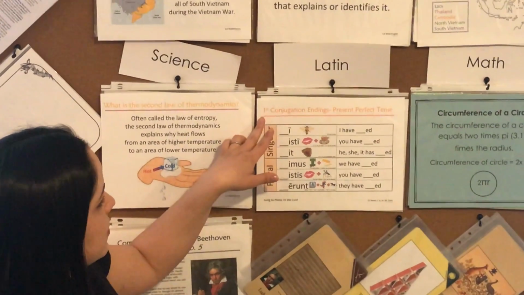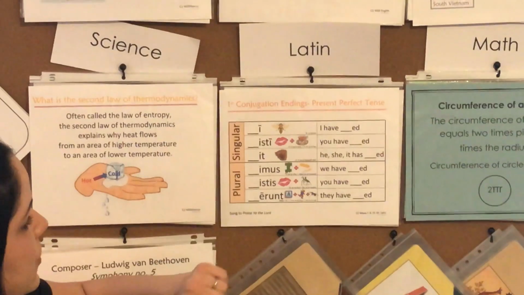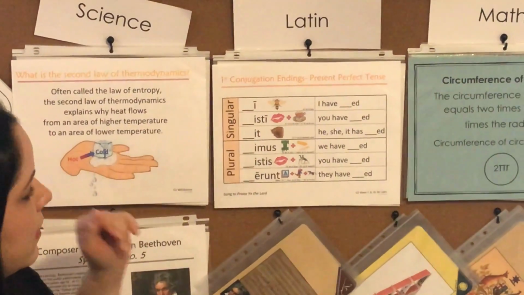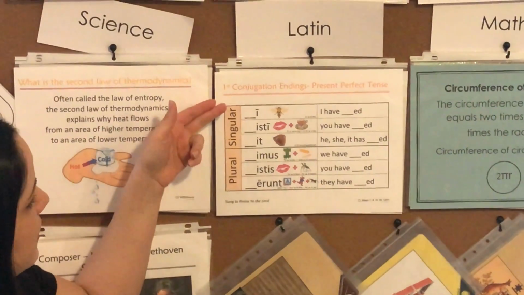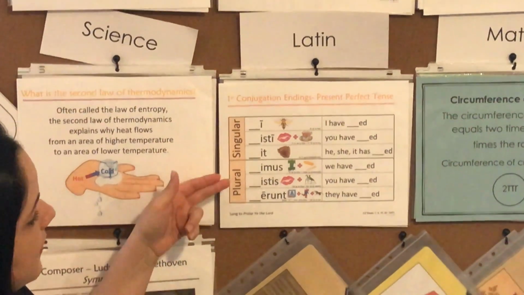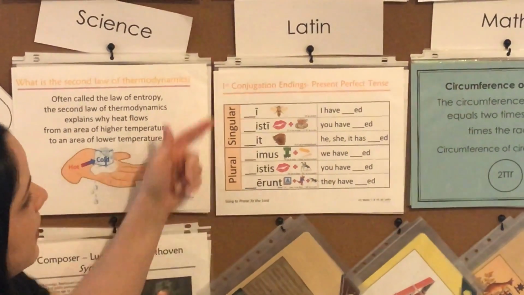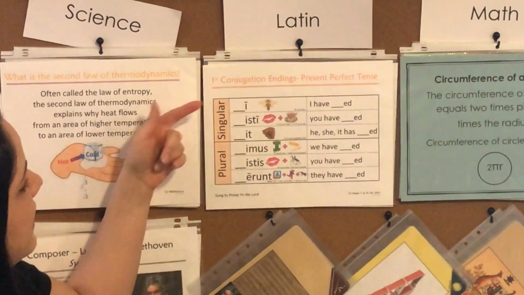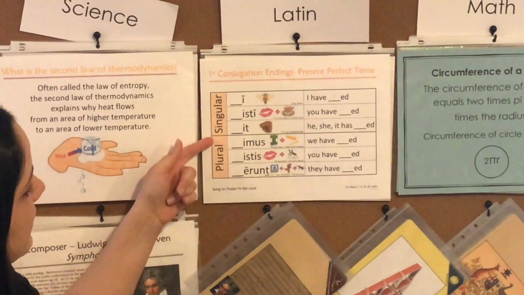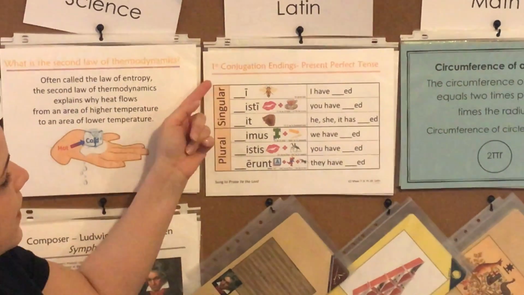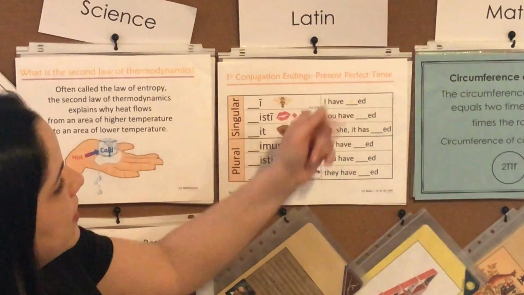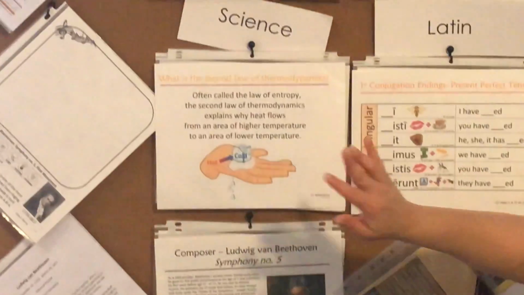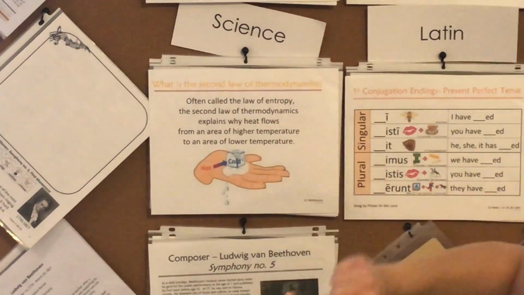And Latin, we are doing first conjugation endings, present perfect tense. And this is our CC song. Okay, so it goes, E isti it, imis istis erunt, first conjugations, perfect tense. Again, E isti it, imis istis erunt, first conjugations, perfect tense. All right, good job. Now we're going to move over to our science.